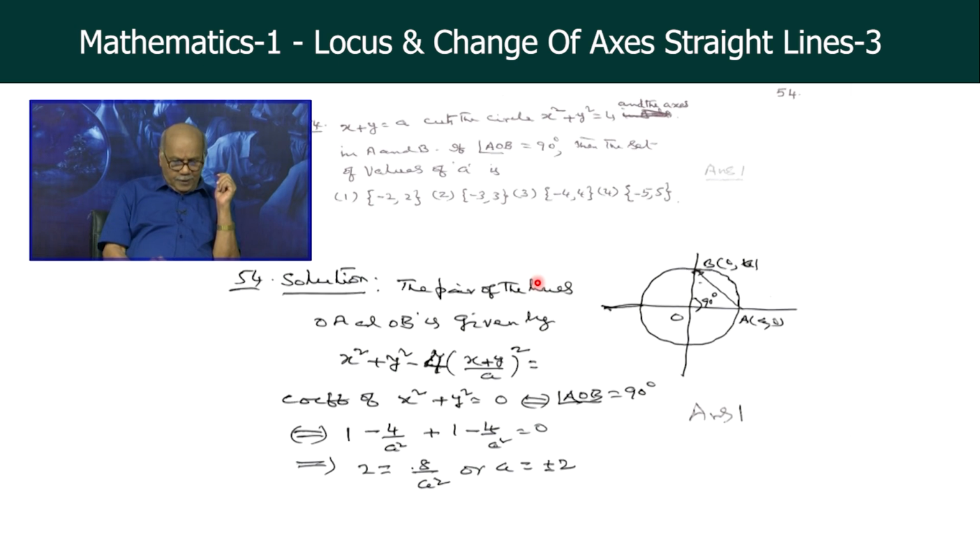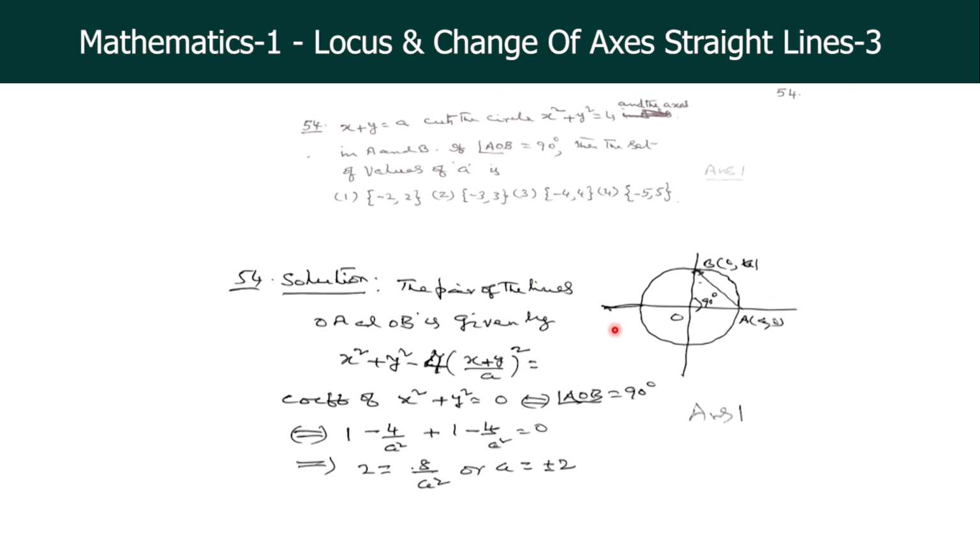So here the pair of lines OA and OB is given by x square plus y square minus 4 into x plus y whole square is equal to 0. Because these two lines are at right angles, coefficient of x square plus coefficient of y square is equal to 0, that is if angle AOB is equal to 90. So 1 minus 4 by a square plus 1 minus 4 by a square is equal to 0. So 2 is equal to 8 by a square, or a is equal to plus or minus 2.